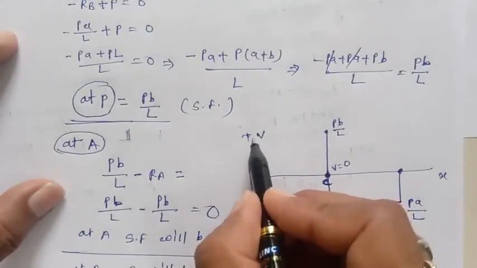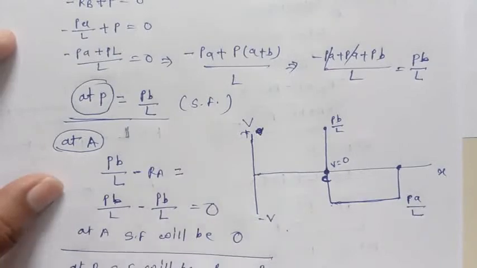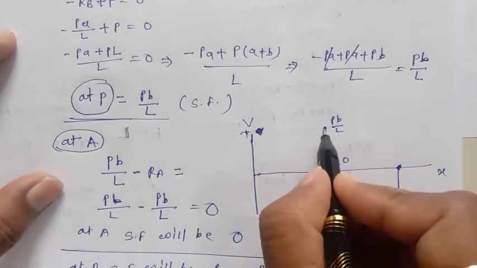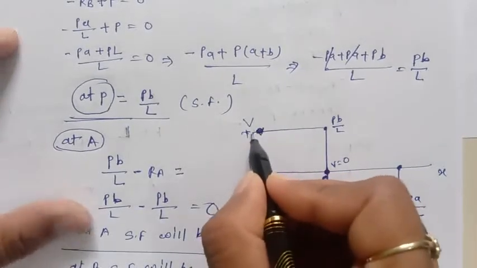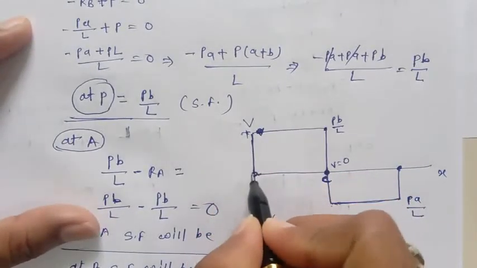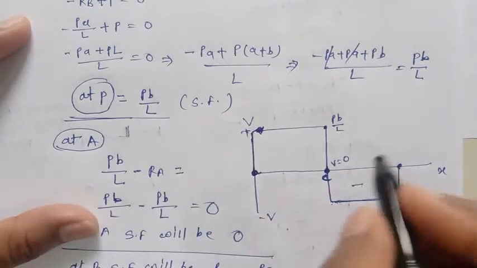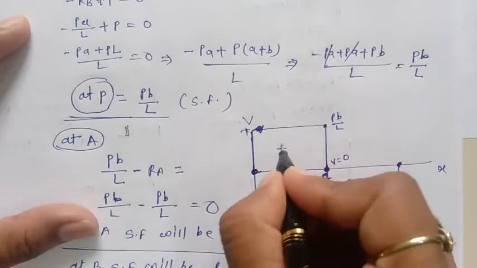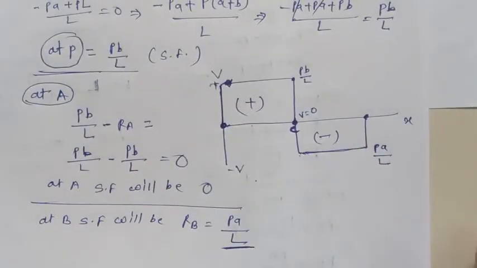And just before A, it's the same PB by L, a constant line, no load is there, and at A it's 0, again it reverses back. So this is the negative and this is the positive. This is the shear force diagram for this particular point load at the mid of this simply supported beam.